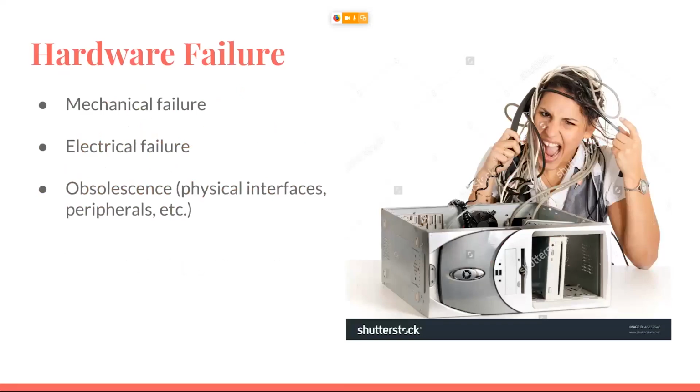Just check the time here. Great. So hardware failure. This is really basic.